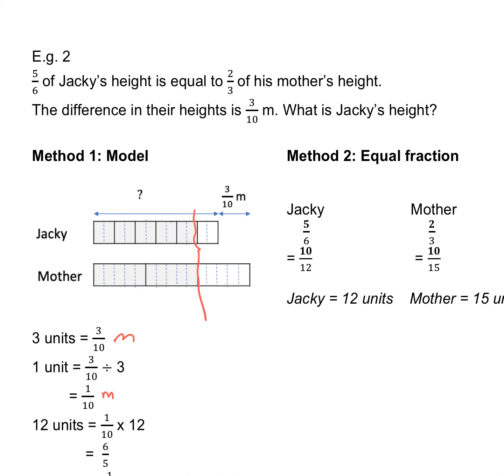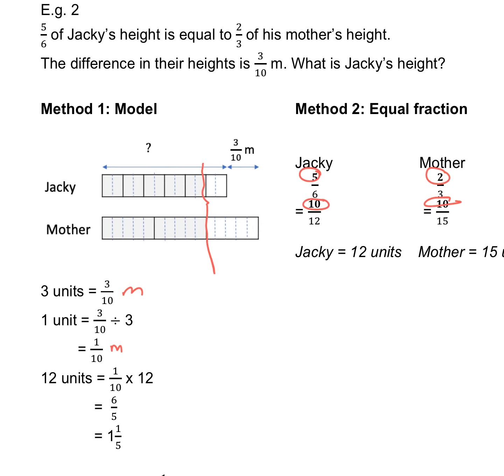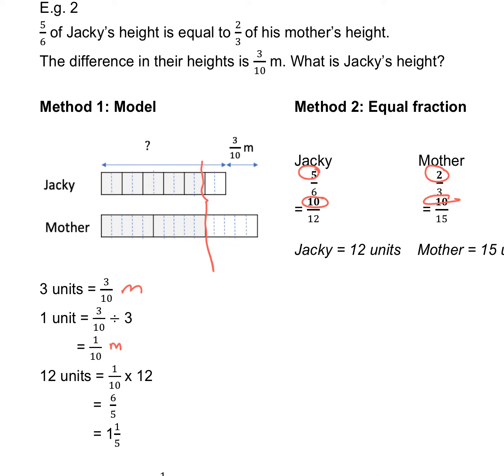Then if you use equal fraction, you will be faster because you don't need to draw the model. But make sure that the numerator is the same. So you say 5 out of 6 is equal to 2 out of 3. So make sure your numerator is the same, so that's equal. So you times 2, get 10 out of 12, times 5, you get 10 out of 15. That means that Jackie is 12 units, mother is 15 units. Then you compare, 15 minus 12 is 3 units. So back to the same working, 3 units is 3 out of 10 metres. Then you find 1 unit and Jackie is 12 units. Answer is 1 whole 1 fifth metres.